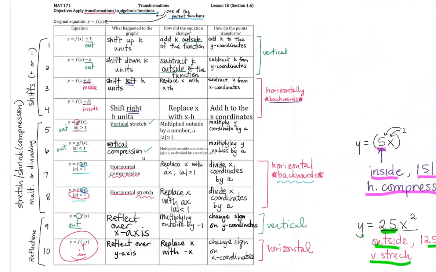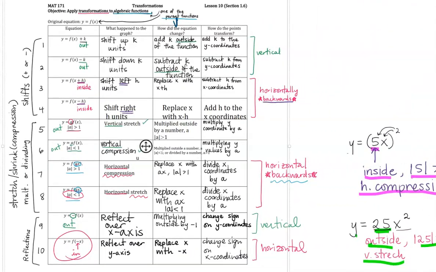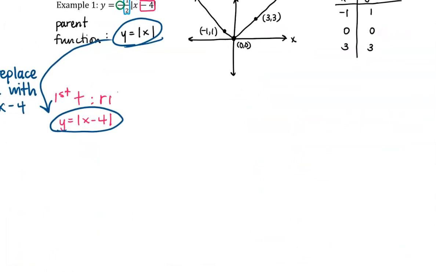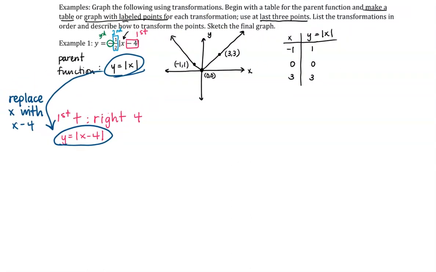So now I'm going to go up to my table, and in the column that says how did the equation change, I'm looking for where I replaced x with x minus a number, and that's happening right here. So now I know that the transformation is that the graph is moving right 4 units. If I were going to go through this example with graphs, my new graph would now be shifting right 4 and look like this.